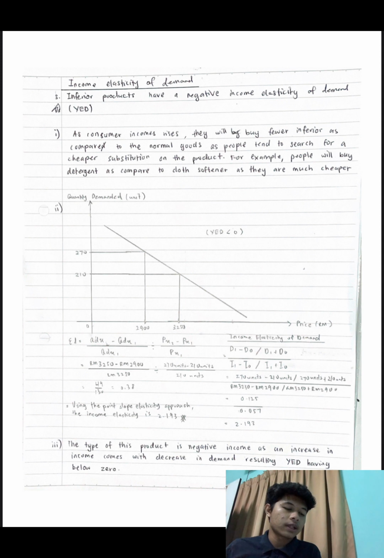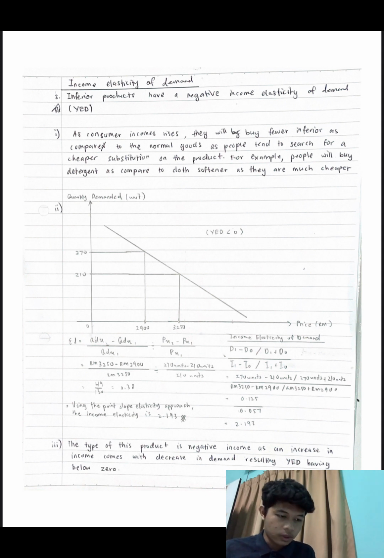So as you guys can see on the screen, on number 3, inferior products have a negative income elasticity of demand, which is known as YED. So on Roman 1, the statement above, this is the answer from the statement above. As I can explain, as consumer incomes rise, they will buy fewer inferior goods as compared to normal goods, as people tend to search for a cheaper substitution on the product. For example, people will buy detergent as compared to cloth softener, as they are much cheaper.